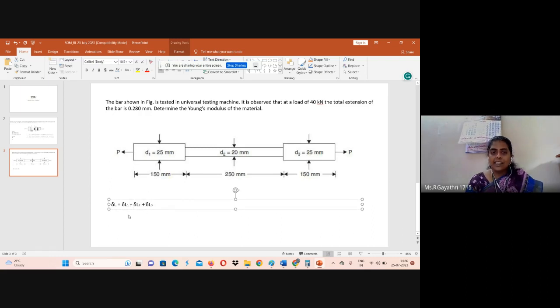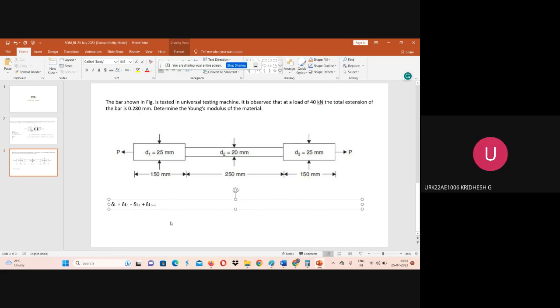Total extension is equal to del L1 plus del L2 plus del L3. Okay, del L formula. Any volunteer? Harish, are you here? Harish, number 47. Yes, ma'am. Del L formula. Ma'am, strain into length, ma'am.